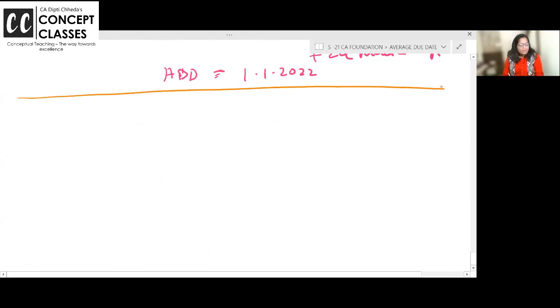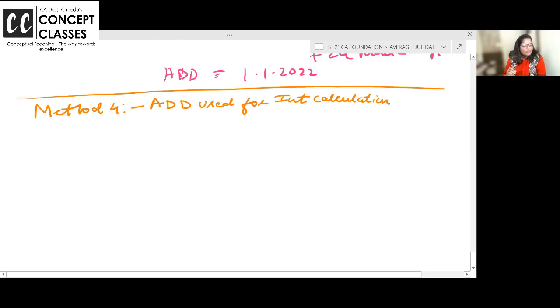Let us do the 4th method. Method 4: average due date used for interest calculation. Average due date is used for interest calculation for both the partners. So let us do it for A and B. Generally, they ask you for 5 months only average due date, dear students, but this is a routine problem.